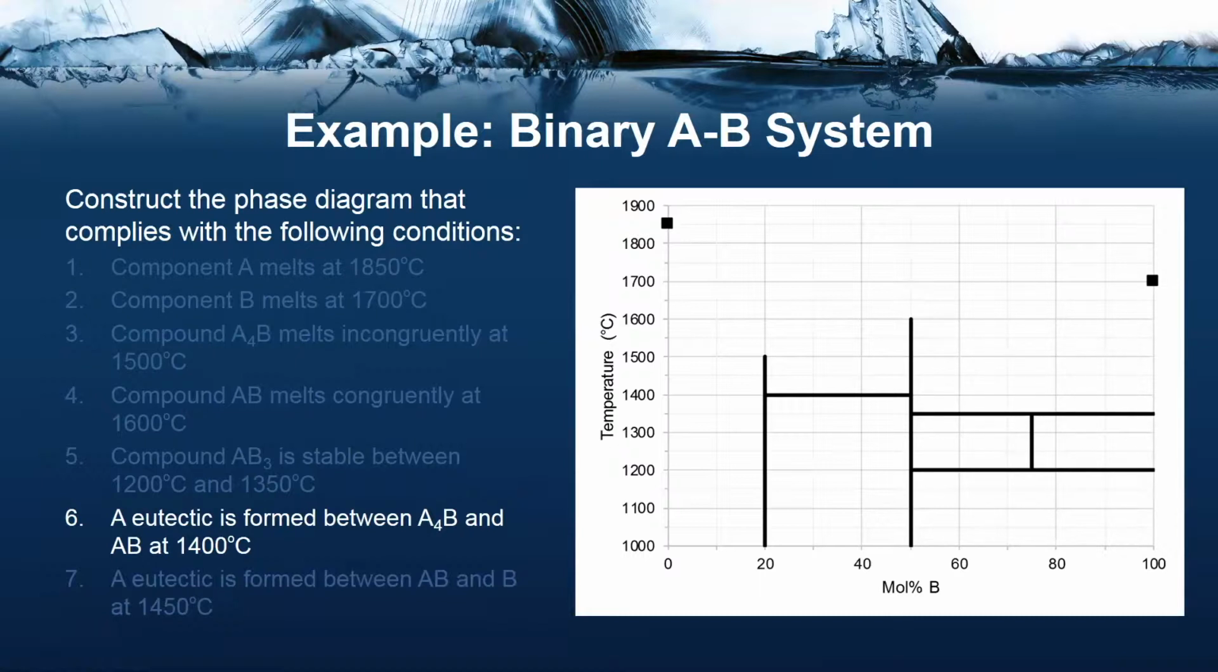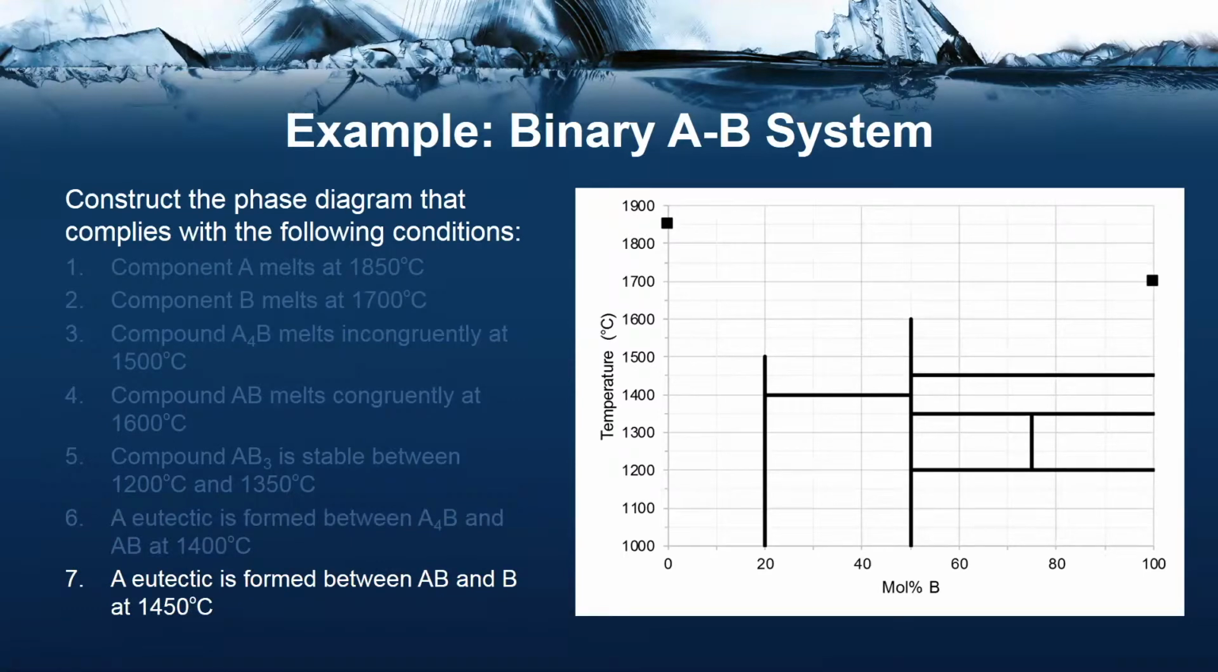This final condition says that a eutectic is formed between AB and B at 1450 degrees Celsius. Therefore, we can draw this line between AB and B at 1450 degrees Celsius. Again, we know that below this it's only solid, but we will not draw the liquidus lines just yet. Now we have some sort of skeleton for the hypothetical binary phase diagram.